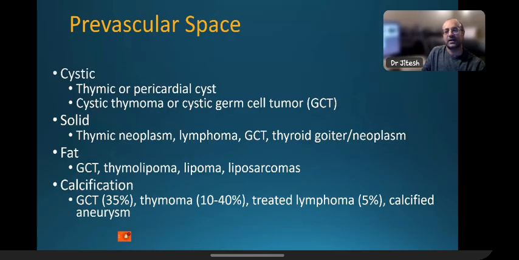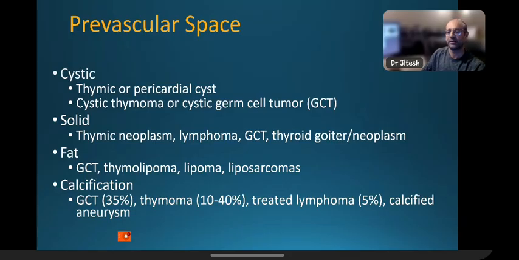So we're going to start with a basic classification of the tumors which occur in the prevascular mediastinum. They could be either cystic or solid. Two common cysts which occur in the prevascular mediastinum are the thymic cyst and the pericardial cyst. And some of the tumors like thymoma or germ cell tumor can be predominantly cystic. This is a situation where MR can be helpful.